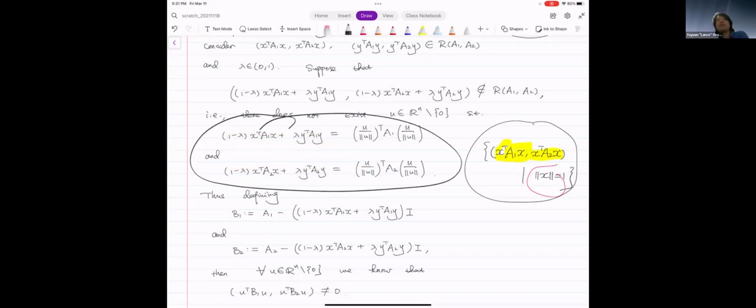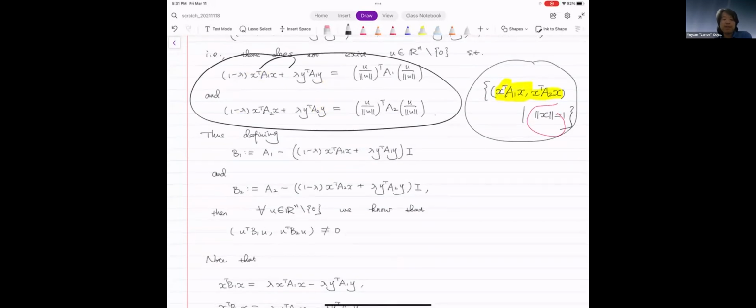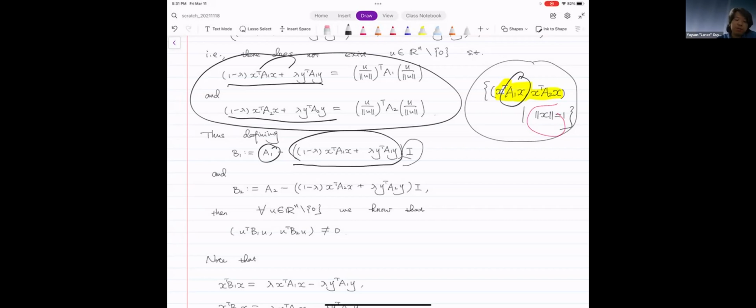If this does not hold, what's going to happen? Well, what happens is that I'm going to start introducing a matrix B1 and a matrix B2, designed specifically for this counterexample I'm having. So B1 is going to be defined as the matrix A1 I'm considering in the problem minus a value times the identity matrix. B2 is going to be the matrix A2 defined in the definition of the set minus a constant times identity.